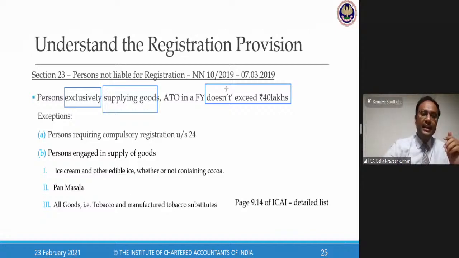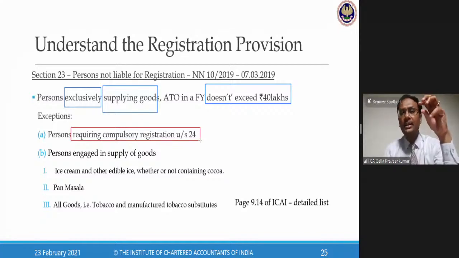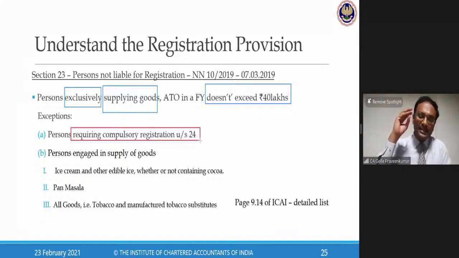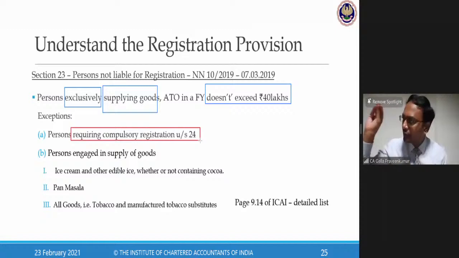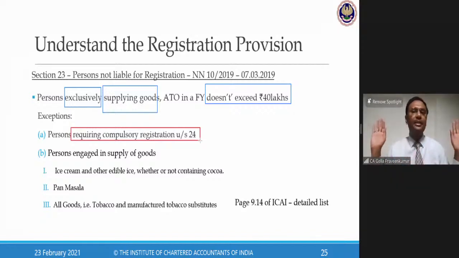Here the exceptions are: you should not be a person who requires compulsory registration under section 24. Section 24 deals with a set of people where compulsory registration has been triggered. We will understand this in a little while. Don't worry about section 24 for now. This absolute notification is converted into a conditional notification, where, when you think of registration under section 23, if you deal exclusively with supply of goods within a state, I have an exemption. The moment I go out of the state, which is interstate supply, section 24 comes into picture, where it says you're not exempted from registration.